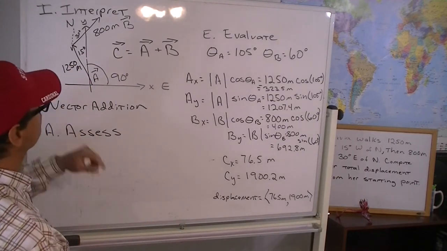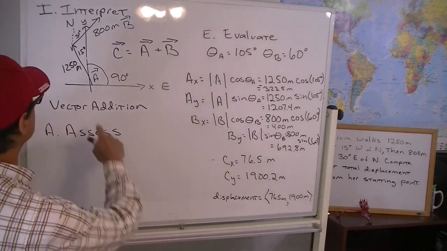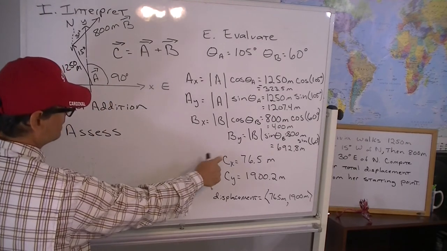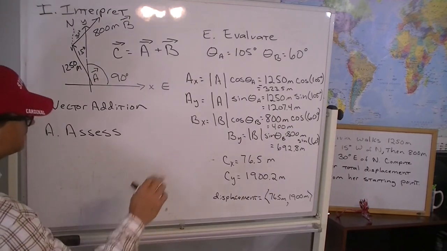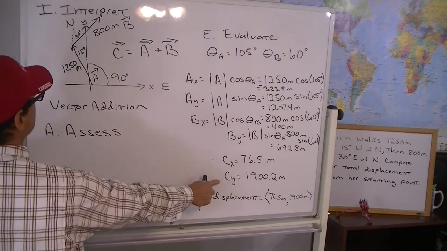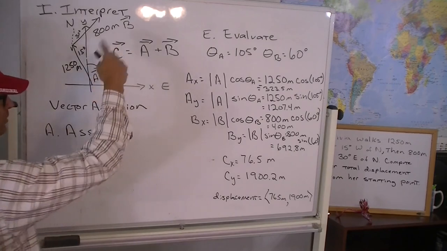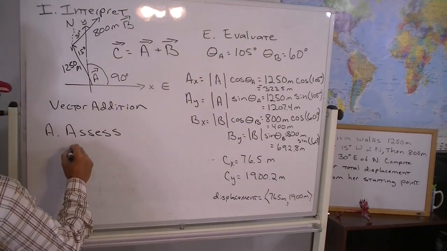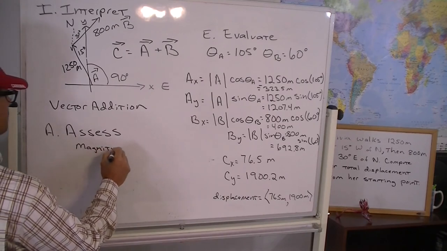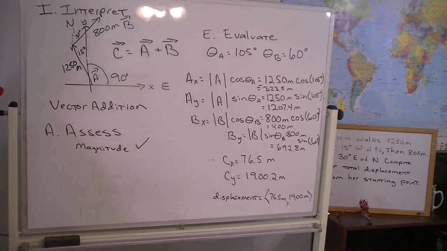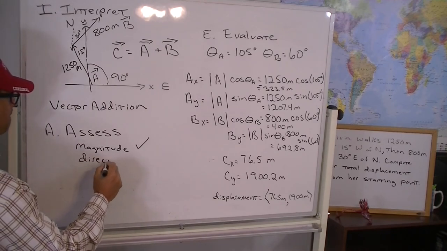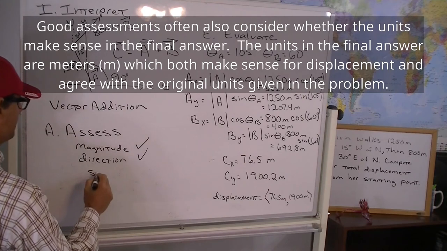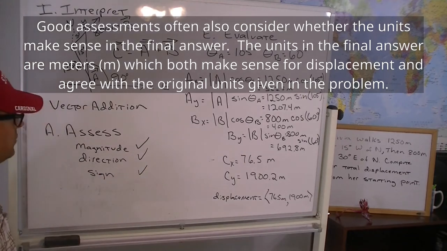We added two vectors together. This one had a negative x component, this one had a positive x component, so we added together the x components and got an x component that's a lot smaller. That's what happens when you're effectively subtracting, because the vectors were in different directions. And the y component is bigger than either one of the constituents, and that's what happens when you're adding together things that tend to be in the same direction. So the magnitude passes our assessment. And the direction, this vector is going to be up and to the right because both components end up positive, and the sign also passes our simple assessment.